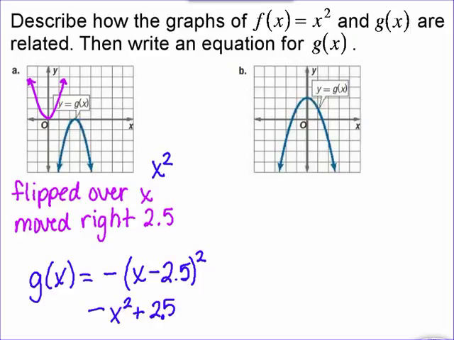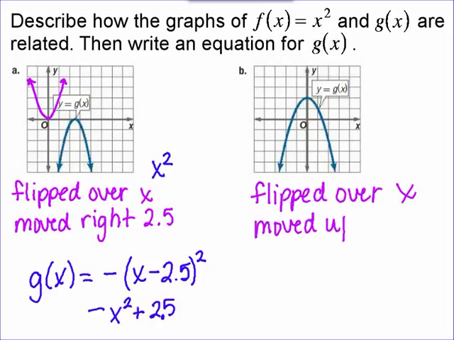Okay, so let's look at the next one. Tell me what's happening with the next one. It's flipped over x again, and then what's it done? Moved up how many? Up 2. So this one's a little bit different than the problem we had before, because the problem we had before was given g of x equals negative the quantity x minus 2.5 squared. What do you think this one's going to look like?